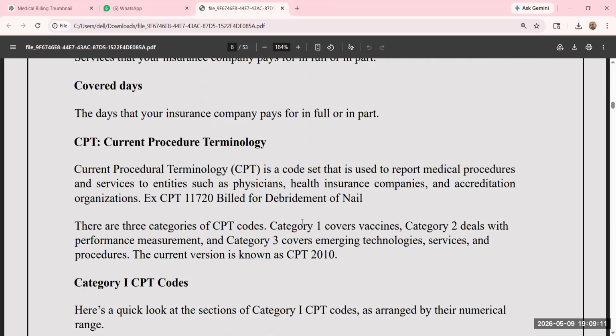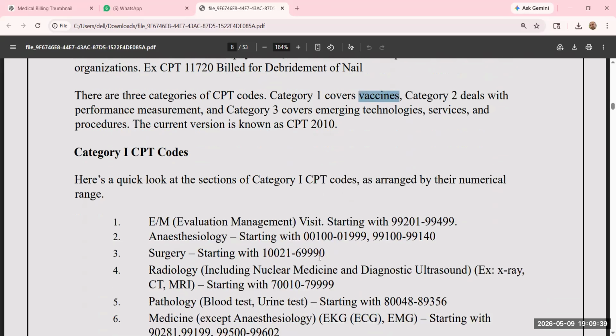There are three categories of CPT. Category 1, category 2, category 3. Category 1 covers the vaccine, category 2 deals with the performance measurement, and category 3 covers the imaging technology, services and procedures. The current version of CPT is 2010 or so, and CPT is updated each and every year. So this is one example, so you can check here.